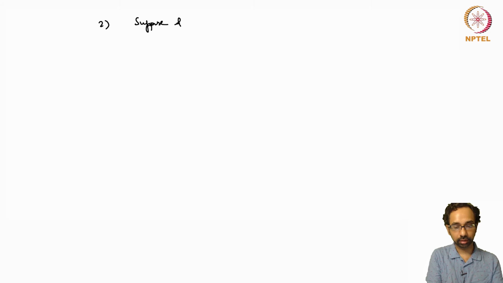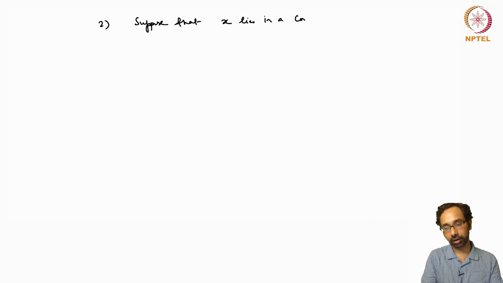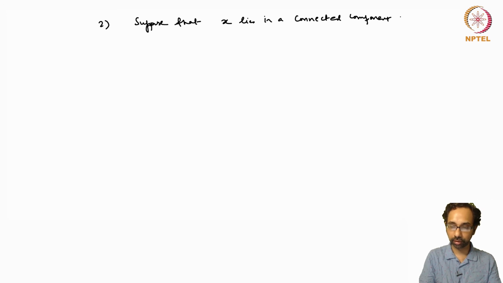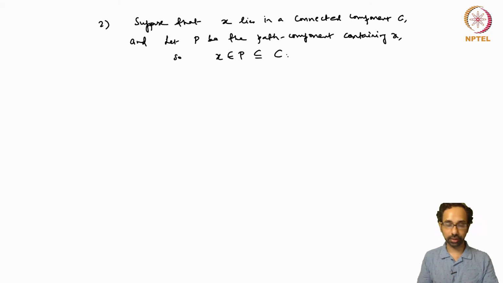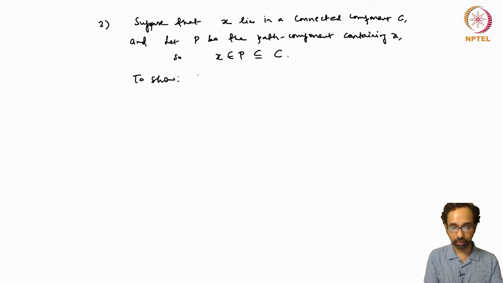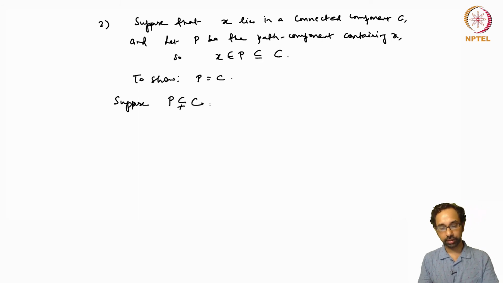So for this, suppose that X lies in a connected component C, and there is a path connected component which contains X. So let P be the path component containing X. So we have X is in P, and P is a subset of this connected component C, and we have to show that P is actually equal to C, and for this we assume the contrary, which is that suppose that P is a proper subset of C.